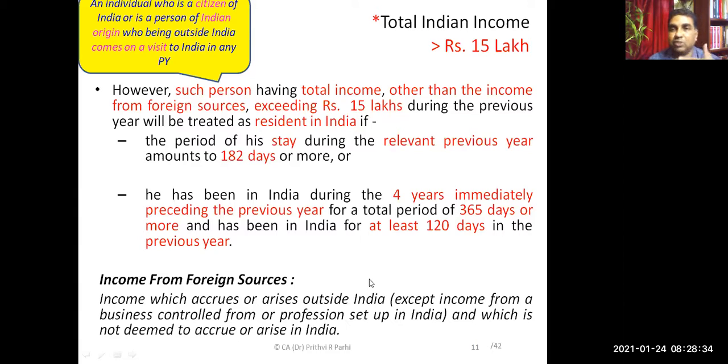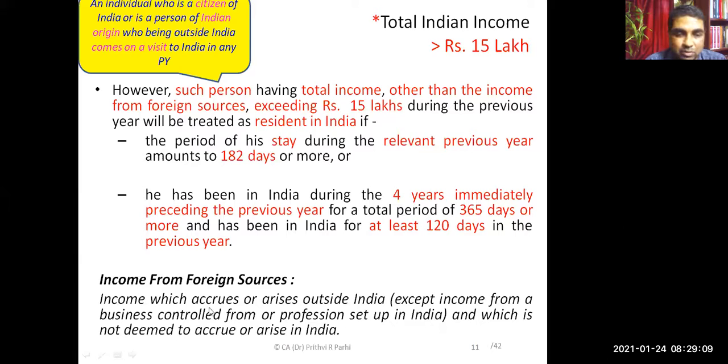Income from foreign sources, as you have already seen, is explained as an explanation in section 6. That means income which accrues or arises outside India, except the income from a business controlled or profession set up in India. If the business or profession is set up or controlled in India, then that will be regarded as Indian income. Otherwise, income which is accruing or arising outside India will be regarded as income from foreign sources.